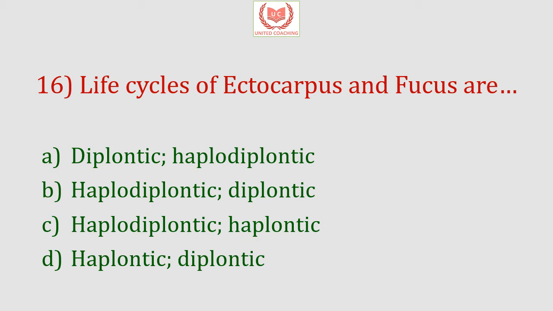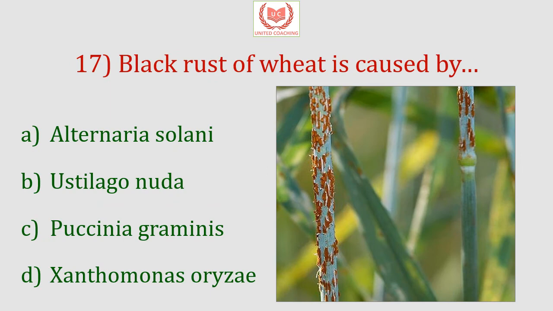Our next question is, life cycles of Ectocarpus and Fucus are, is it diplontic, haplodiplontic, haplodiplontic and diplontic, haplodiplontic and haplontic, or haplontic and diplontic? So answer is haplodiplontic and diplontic. Ectocarpus and Fucus are algae. Ectocarpus has haplodiplontic life cycle and Fucus has diplontic life cycle. Our next question is, black rust of wheat is caused by, is it Alternaria solani, Ustilago nuda, Puccinia graminis or Xanthomonas oryzae? So answer is Puccinia graminis.